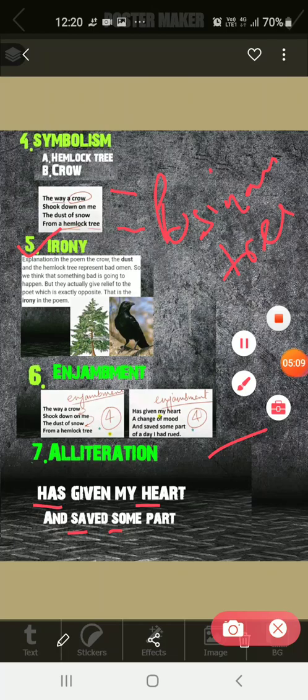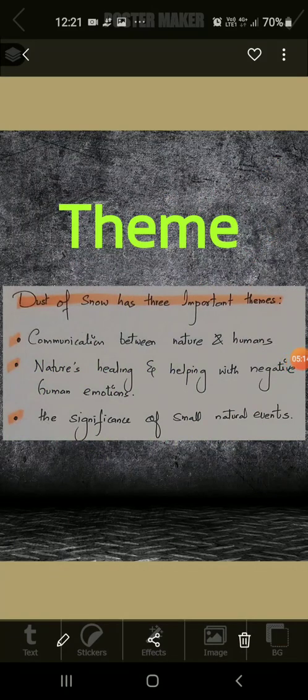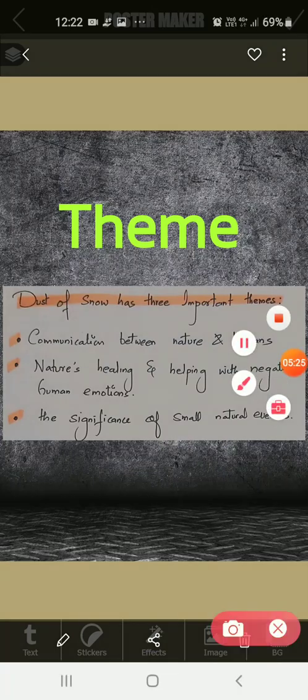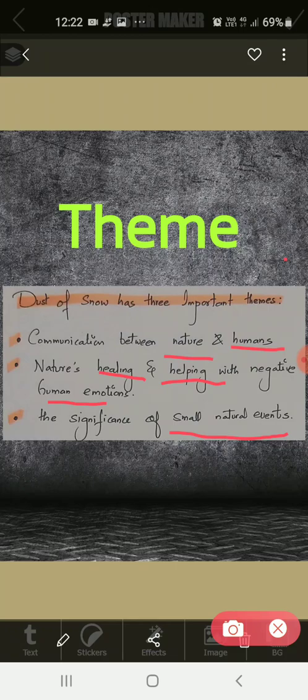Next, we will be discussing the theme of the poem. Well, the themes in Dust of Snow. Dust of Snow has three important themes. The very first theme is communication between nature and humans. Yes, and the next one is nature's healing of negative human emotions. And the last, not least, is the significance of small natural events.